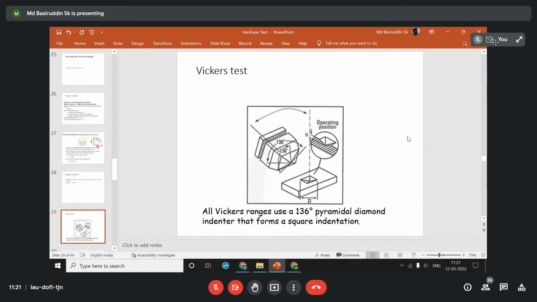Now, how did he design the indenter such that the hardness number will be load independent? He took advantage of the small d by capital D ratio following the Brinell hardness test. As I said, in the case of the Brinell hardness test, the small d by capital D ratio should be 0.25 to 0.5. Only in this particular range will you get a more or less accurate hardness value. So Vickers took this and fixed the small d by capital D ratio at 0.375.